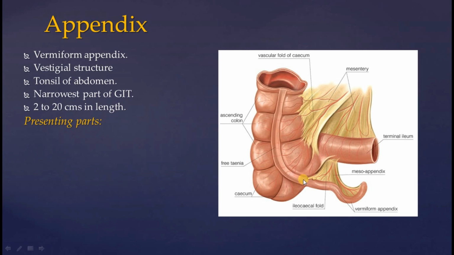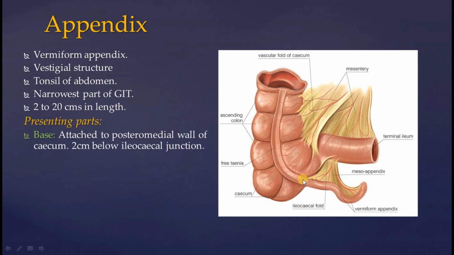Presenting parts: it has the base attached to the posteromedial surface of the cecum 2 cm below the ileocecal junction, and it is guarded by an opening, the appendicular orifice, the valve. The three tinea converge at the base: tinea libera, tinea mesocolica, and tinea omentalis. The appendix lacks the tinea. There is no tinea, no appendices epiploicae, and no haustrations.